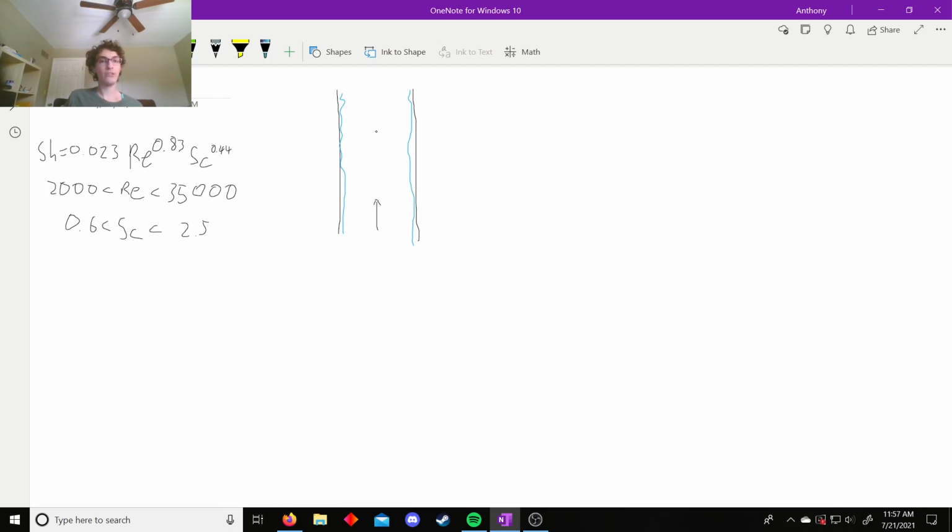Now, Sherwin and Gilligan have actually established a relationship between the Sherwood, the Reynolds, and the Schmidt numbers for a problem like this. And I have these ranges down here for the ranges of the Reynolds number and the Schmidt number for which this is usable. What we're going to do is work our way to this. So first we're going to see why the Schmidt number, the Reynolds number, and the Sherwood number are correct for describing this situation.